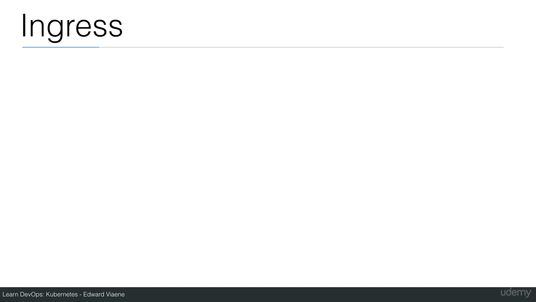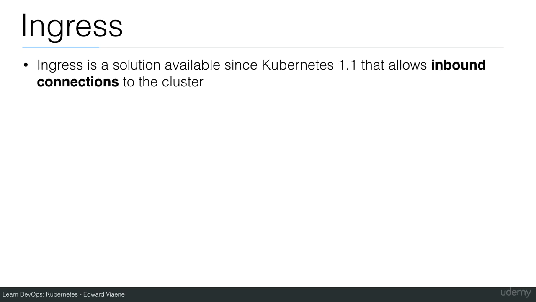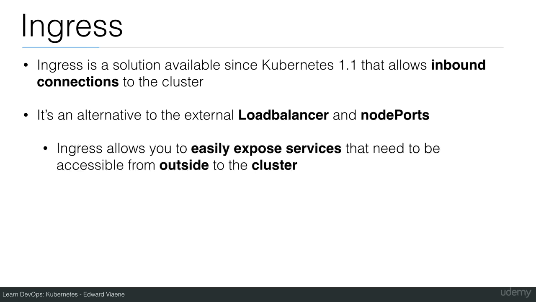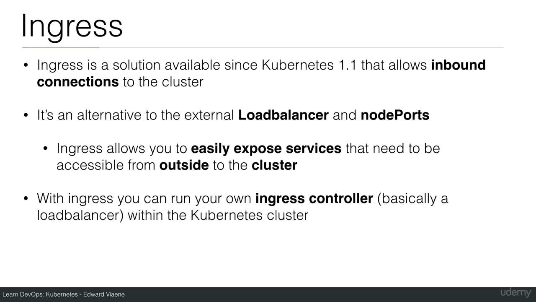Let's talk about Ingress and the Ingress Controller. Ingress is a solution available since Kubernetes 1.1 that allows inbound connections to the cluster. It's an alternative to the external load balancer and the node ports, so it's a very interesting alternative for cloud providers that don't have a load balancer. Ingress allows you to easily expose services that need to be accessible from the outside to the cluster.